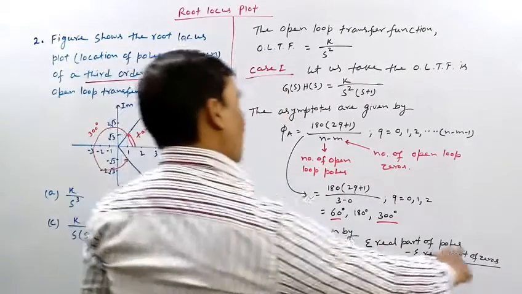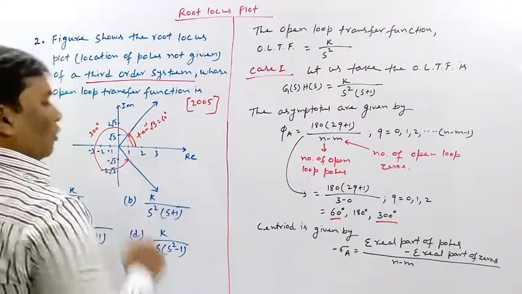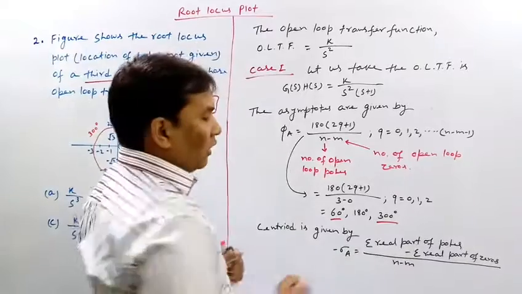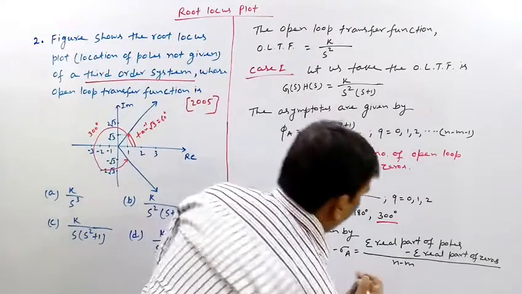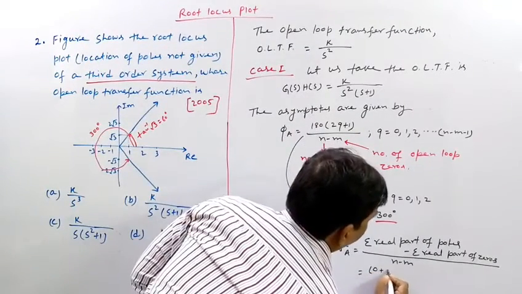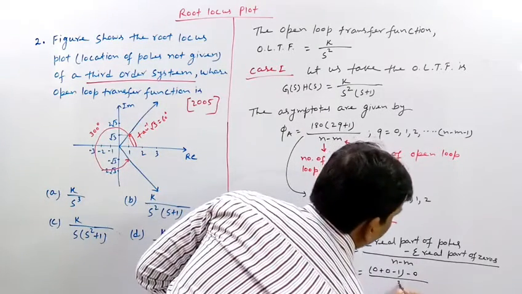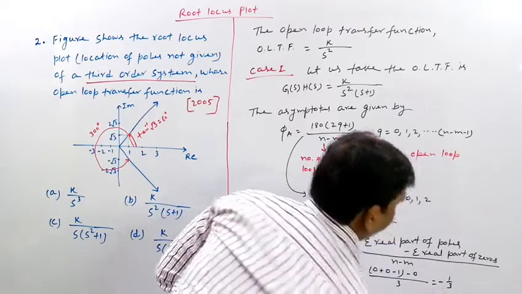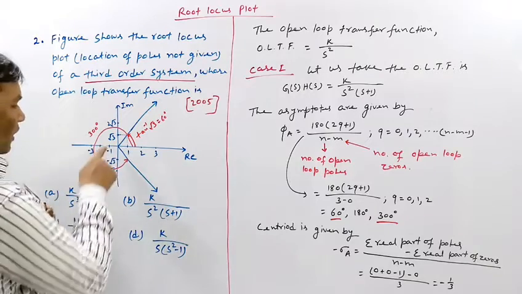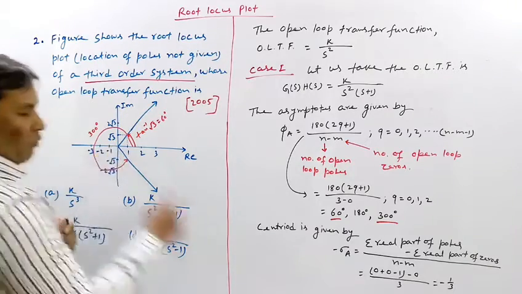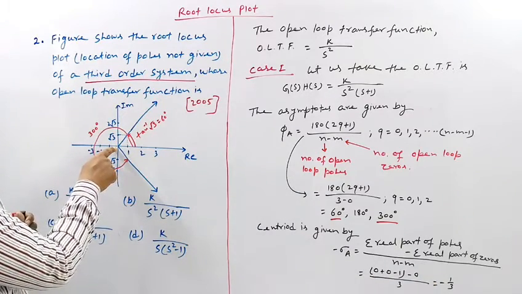So what is the real part of poles? Since two of its poles are at 0, so real part of pole will be 0 plus 0, and one pole is at -1. So sigma real part of poles will be 0 plus 0 minus 1, and since there is no zero, real part of zero will be 0, divided by 3. So it will be -1 by 3. So centroid must start at this point. Here the point -1 by 3 must be here, left of origin 0.